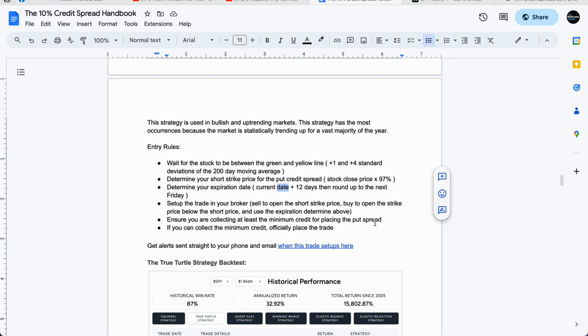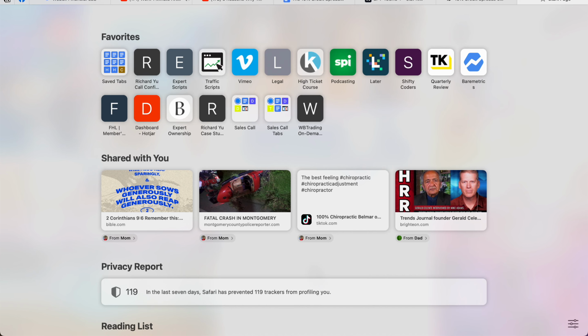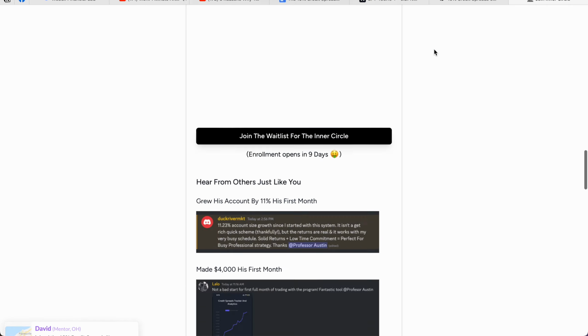Now, we need to set this trade up in our broker. We're going to sell the 421, buy the 420. Again, if you have any questions about how to structure credit spreads, I have so many videos on my YouTube for that. But also, you can go inside our membership, and let me show you that real quick, and it'll walk you through the whole process.